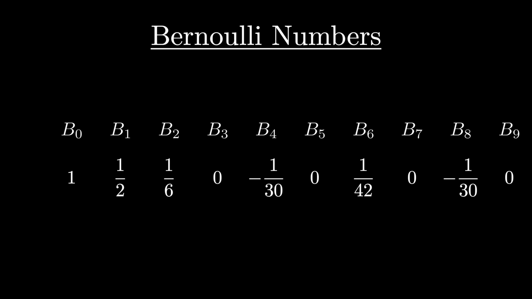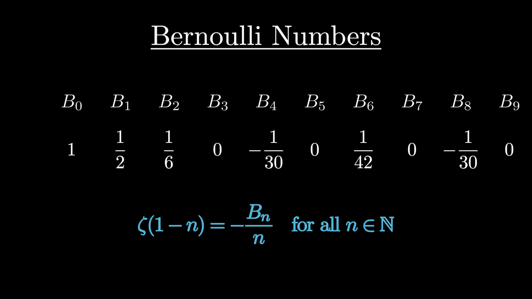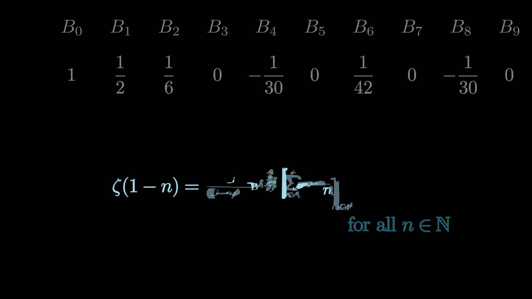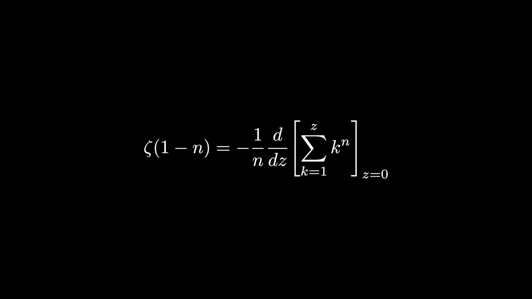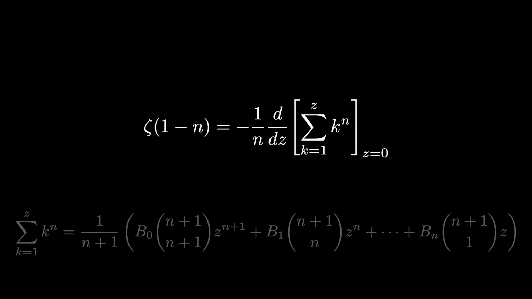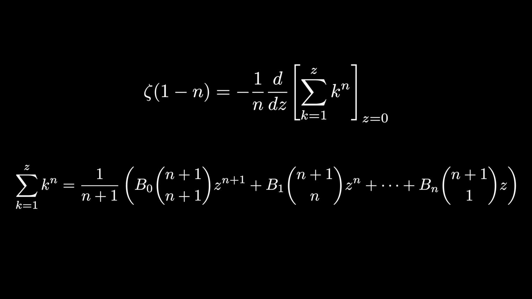The Bernoulli numbers are notoriously baffling, and they show up in some unexpected places. One of their surprise appearances is the value of the zeta function at the negative integers. Well, this was a big surprise for me when I first saw it, but we pretty much just saw exactly where it comes from. When we plug 1 minus n into our zeta formula, we get negative 1 over n times the derivative of the sum of k to the n. And we just saw that this sum is this polynomial whose linear term is the nth Bernoulli number by definition.